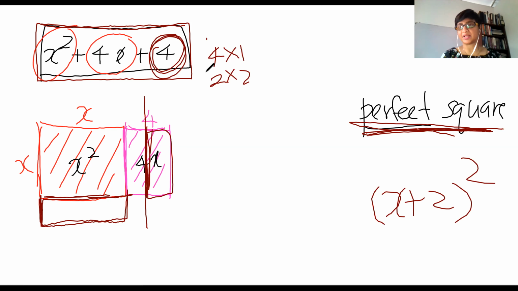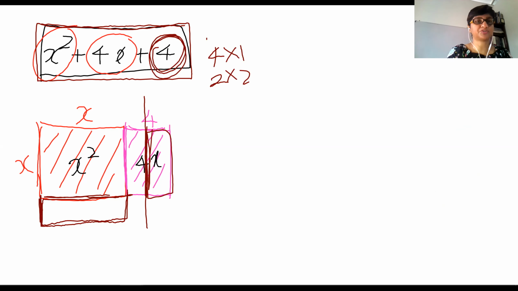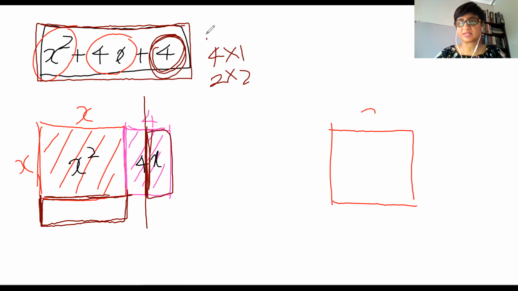I don't know whether I'm making it, because I wish I could draw this on a real board. Now I'm going to draw it again here. This is your x by x, so this is your x squared.